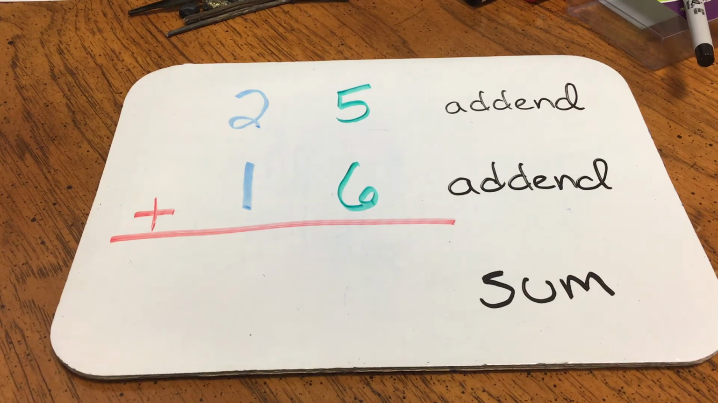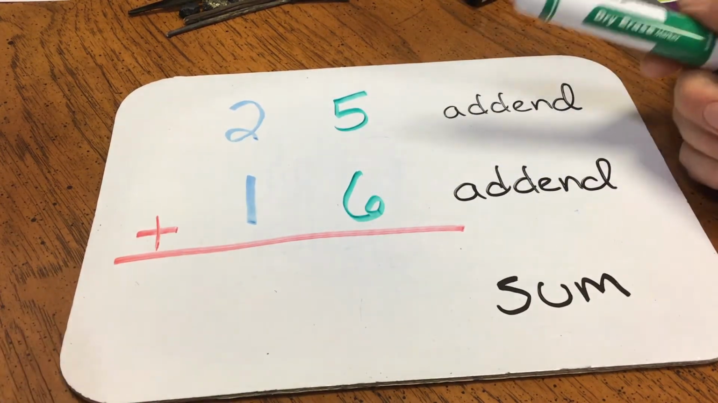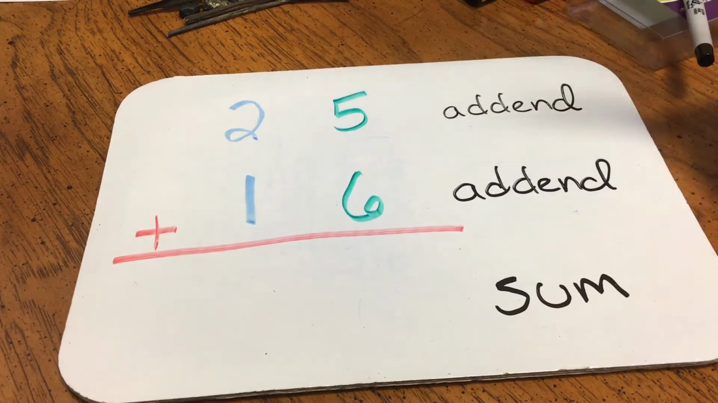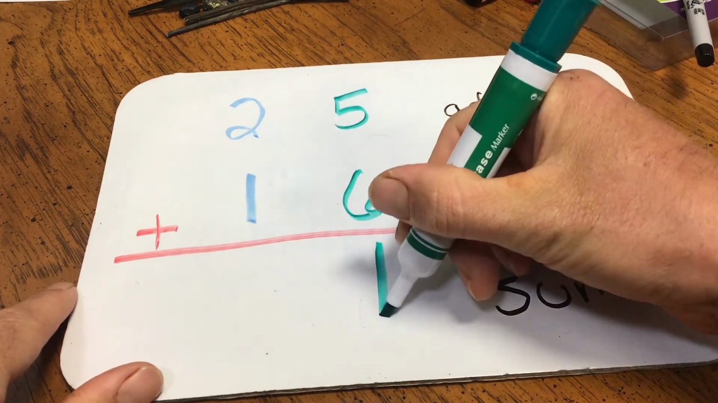Okay, so if we're trying to do this with just paper, the first thing, just like we did before, we're going to start with our ones column. So we're going to do 5 plus 6. Now, if you're a good mental mather, you know 5 plus 6 is 11. So you'll have to know 11 is 1 ten and 1 one. 1 in the tens, 1 in the units. That 1 unit needs to go down here for the sum.